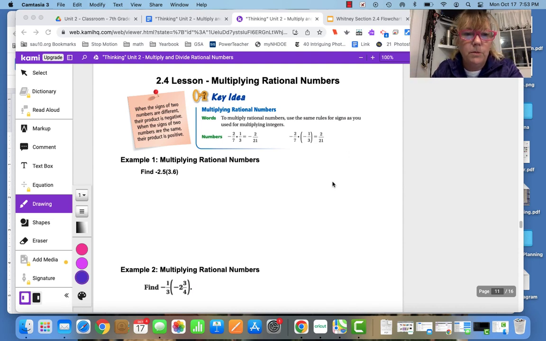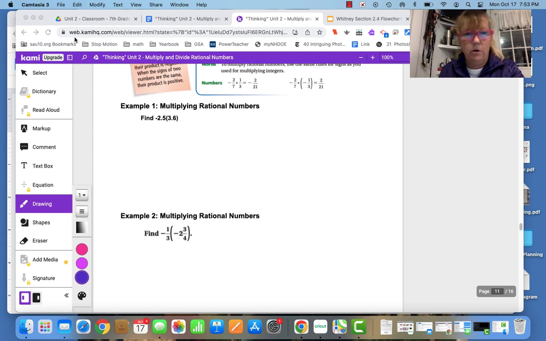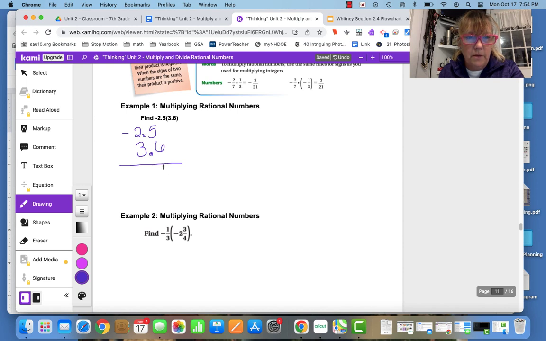Okay, so multiplying rational numbers. Our first one here is we are going to find negative 2 and 5/10, and we're going to multiply it by 3 and 6/10. So we line them up by the last digit. Remember, when we're multiplying decimals, we line them up by the last digit. And we ignore the decimal points for a little while. So 6 times 5 is 30, so 0 and 3. 6 times 2 is 12, plus the 3 is 15, so that's 15. So 6 times 25 is 150, that makes sense.